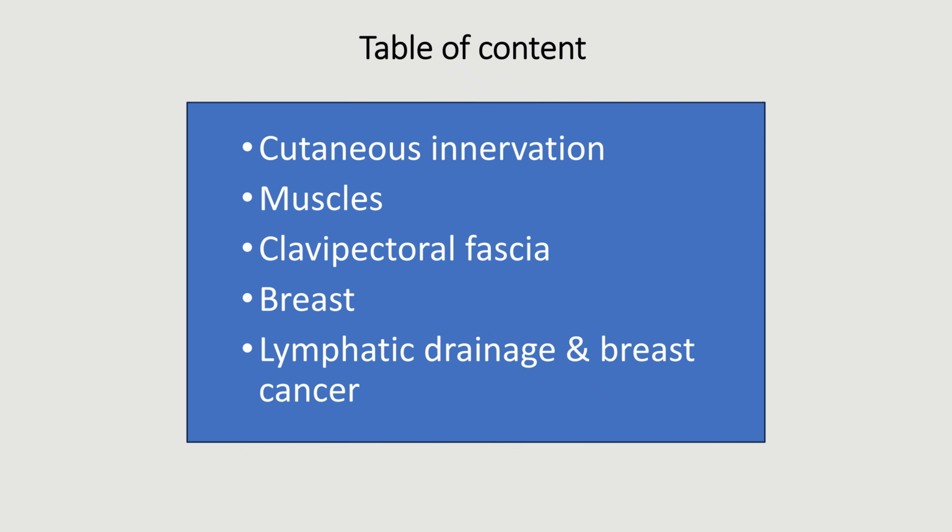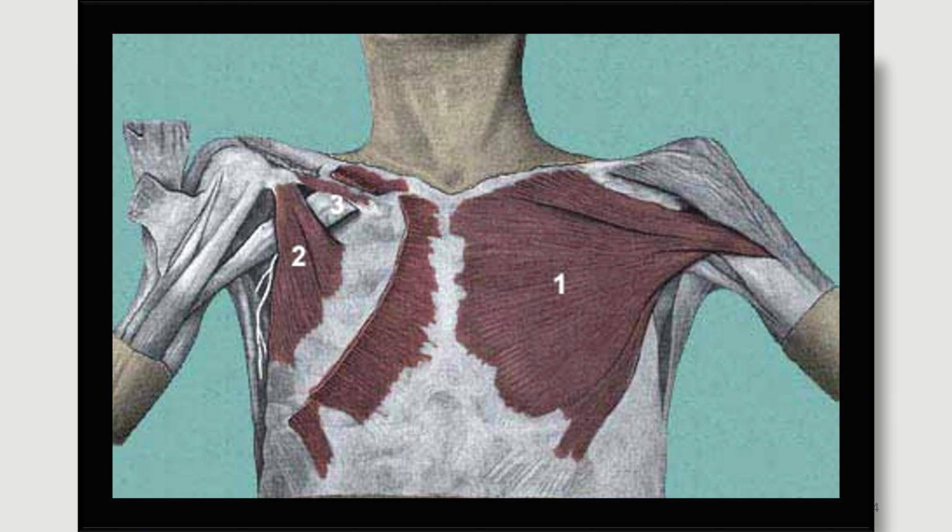The major topics of our discussion are the cutaneous innervation of the pectoral region, the muscles of the pectoral region, the clavipectoral fascia, the mammary glands, the lymphatic drainage of mammary glands, along with breast cancer. The pectoral region is external to the anterior thoracic wall and anchors the upper limb to the trunk.